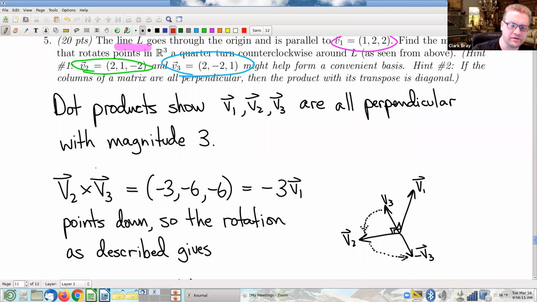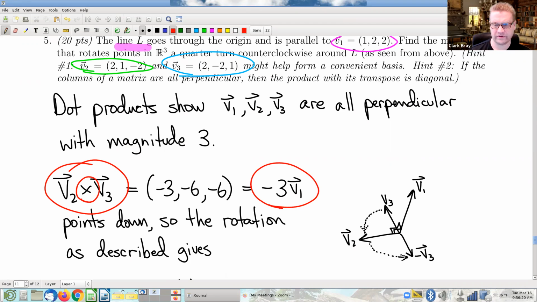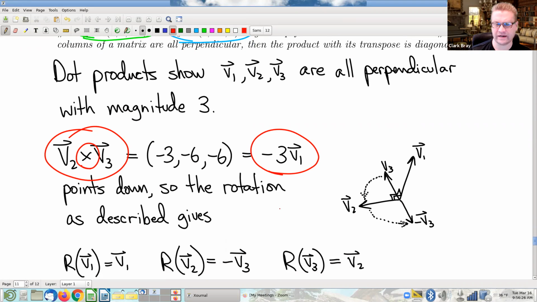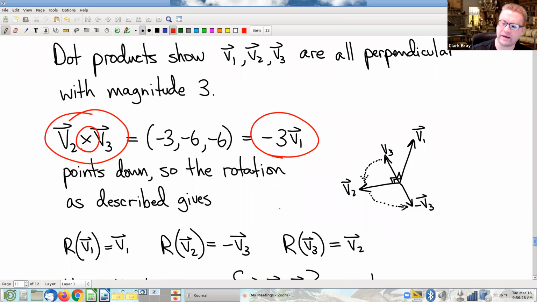So I take V2 and V3 and I cross them, and I notice that I get a vector that's in the negative of the direction of V1. So V2 cross V3 points down. And that means that, and again, you have to play the game with your hands, V2, V3 crossing pointing up would be like that, but it's not, it's down.